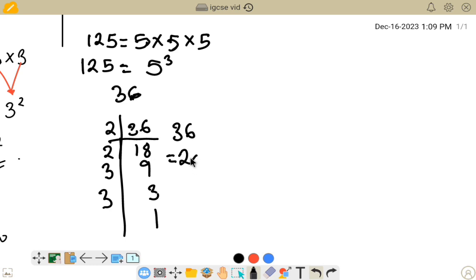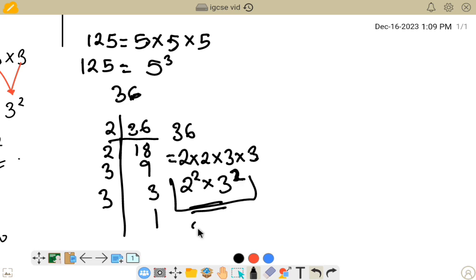2 times 2 times 3 times 3. So you have 2 appearing 2 times, that will be 2 to the power 2, times 3 appearing 2 times, that will be 3 to the power 3. Sorry, 3 to the power 2. So this number is equivalent to 36.